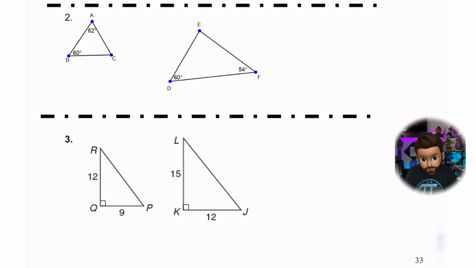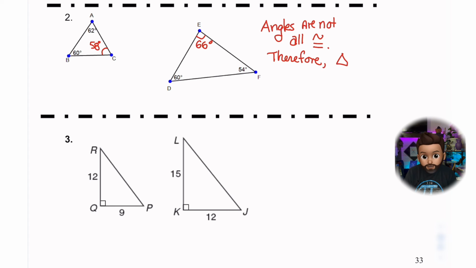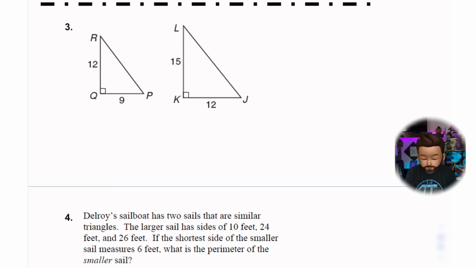A couple more problems just to consider for similarity. When you can start filling in the missing pieces like a puzzle, the more numbers you get in there, the easier the puzzle becomes. If you've ever done a Sudoku puzzle, the more numbers you start entering, the quicker and easier the puzzle becomes. So here, filling in these angles, we notice that they're not all congruent to each other, which means they're not similar. So we move on.